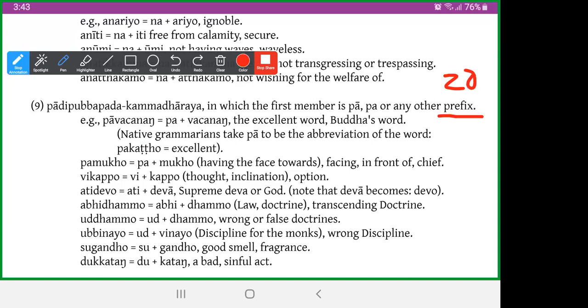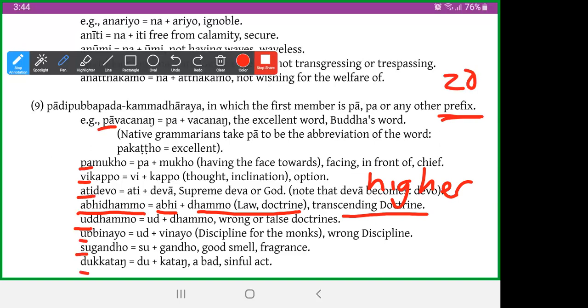So here we come across some of them. I think the easiest one you already see, abhidhamma. So abhi is one meaning, dhamma is law and doctrine. Okay, abhi you can translate as higher. Sometimes we just translate the word as higher doctrine, or here they translate transcendental or higher, or maybe other meaning. Okay, abhidhamma. So this means that here you will see many prefixes. Pa, pa, vi, ati, abhi, ud, su, du, right? So 20 prefixes, some of them shown here.